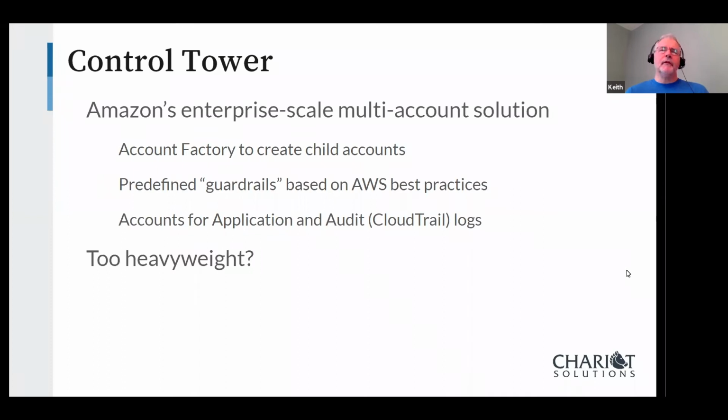The problem with Control Tower, aside from the fact that it was relatively new when we first started looking at this, is that it's kind of heavyweight. It's designed for long-lived child accounts. So you might use Control Tower to create sets of accounts for each of your applications that you deploy. And by sets of accounts, I'm thinking the dev, QA, prod.